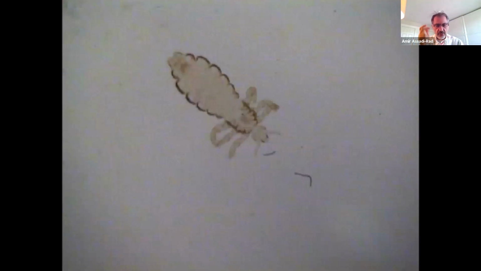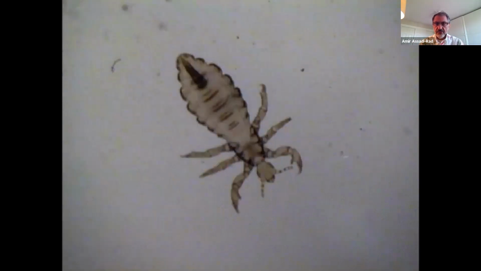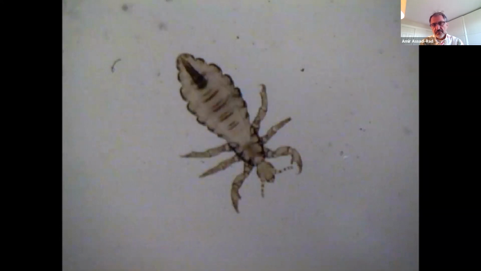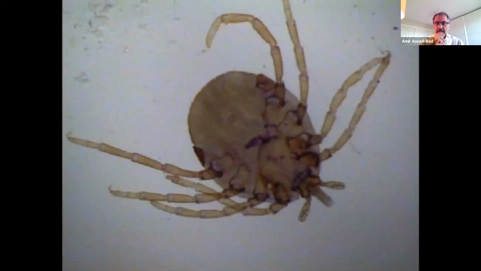This is the head louse, order Anoplura, subphylum Hexapoda, class Insecta, and the scientific name is Pediculus humanus. The body louse is a little bit bigger. You don't have to know the difference between head louse and body louse. Pediculus humanus again, same thing, Anoplura, Hexapoda.